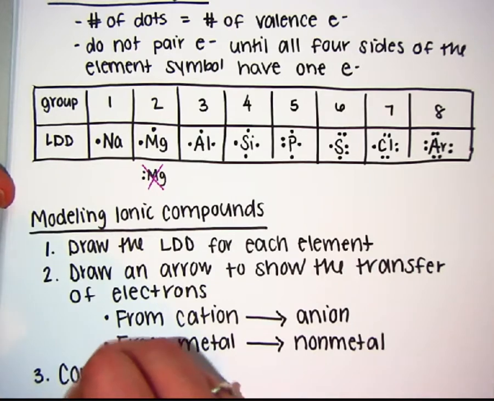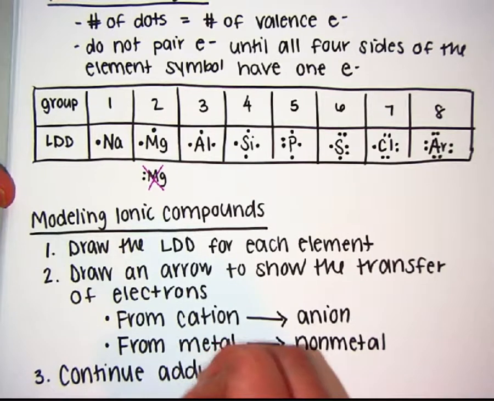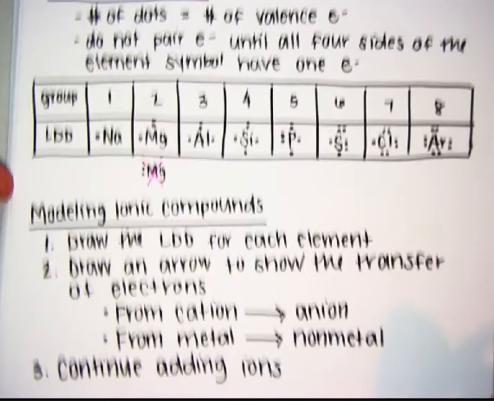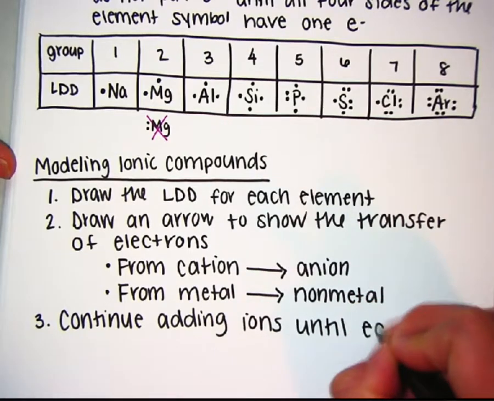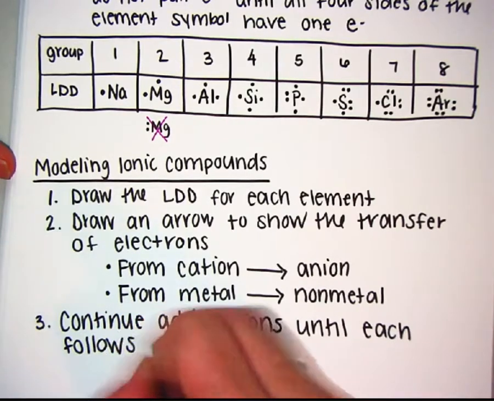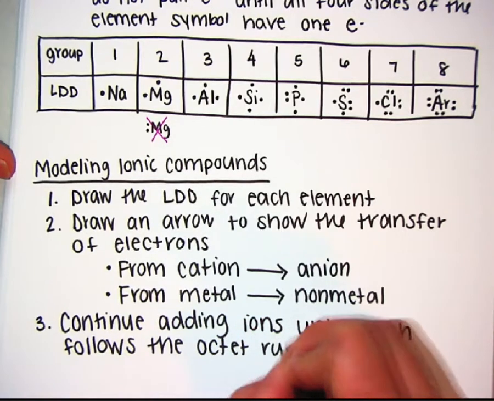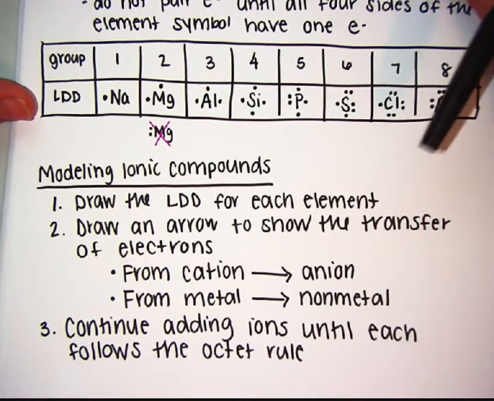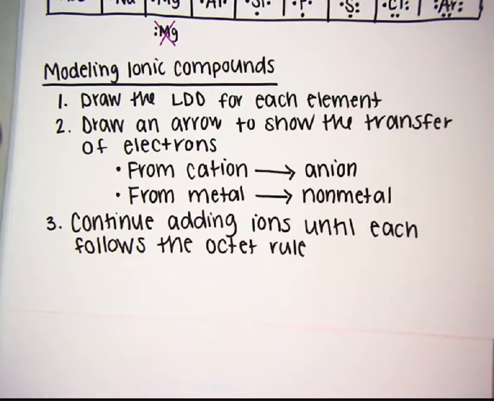We are going to continue adding ions until each follows the octet rule. So again, the whole reason that atoms are ionizing is because they want to follow the octet rule. They want 8 valence electrons. They will either gain or lose electrons until they have 8.